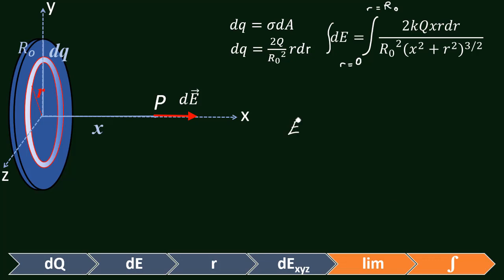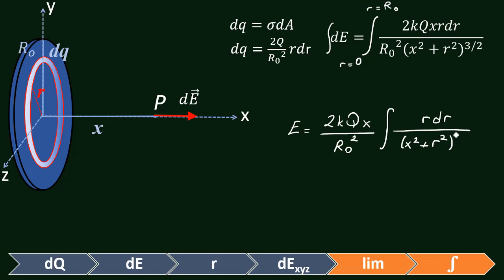So the electric field can be written as an integral of this parameter above. Let's take the constants out to see what we have inside the integral. We have two constants, k, q, x is a constant, over r0 squared, which is also constant. So inside the integral we have r dr divided by x squared plus r squared to the power 3/2. All right, this integral is not bad.